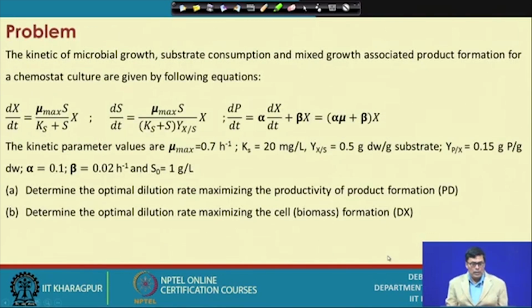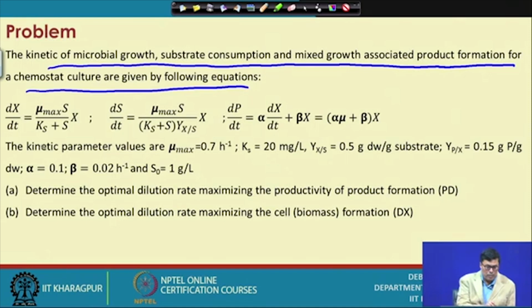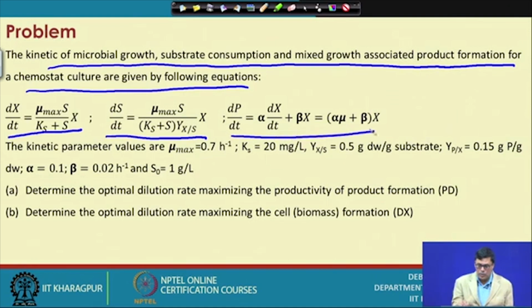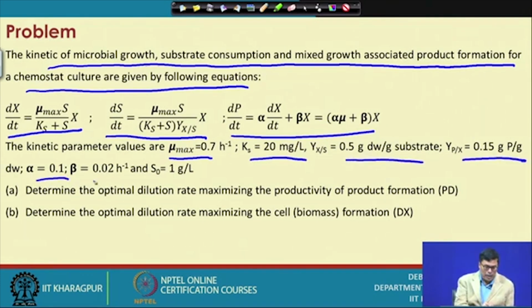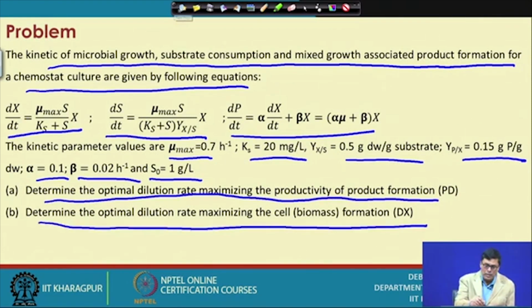Now, last problem, as I told you, this is with respect to the Luedeking-Piret model. The kinetics of microbial growth and substrate and mixed growth associated product formation of the chemostat. This is the rate of cell mass formation, rate of substrate degradation, rate of product formation with respect to the Luedeking-Piret model, and different data are given in this problem. Alpha value, beta value, S0 value, everything is given. Determine the optimum dilution rate for maximizing the product formation, and determine the optimum dilution rate for maximizing the cell mass formation.